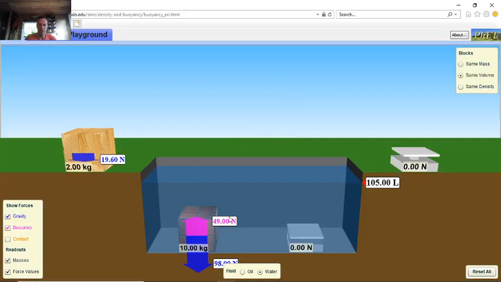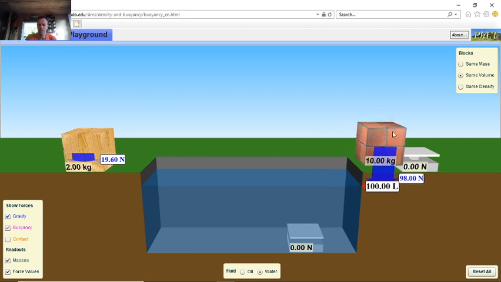So, what you've got here is two blocks, a block of wood and a block of brick. Now, if you look very carefully, they've got the same volume.